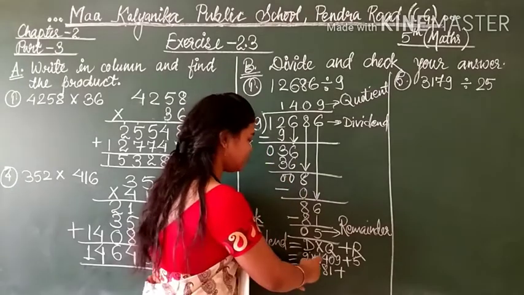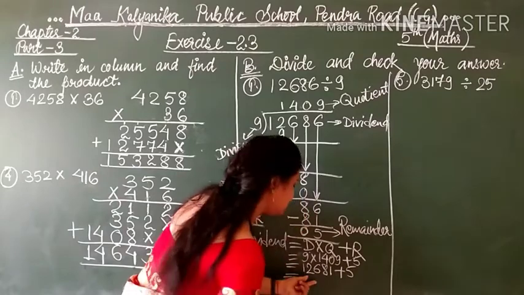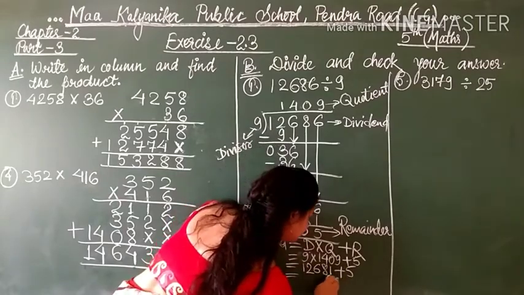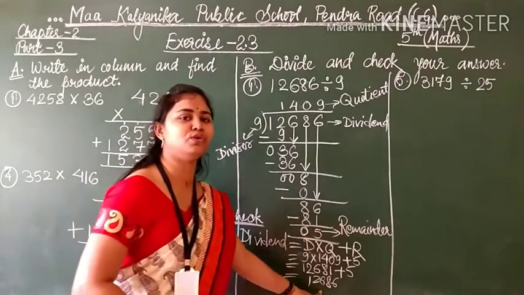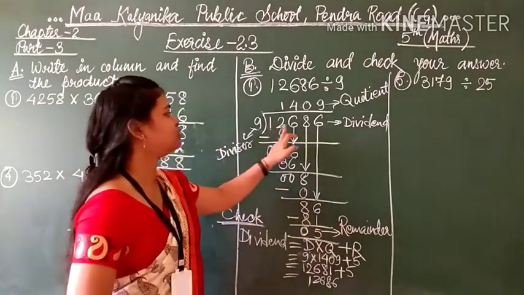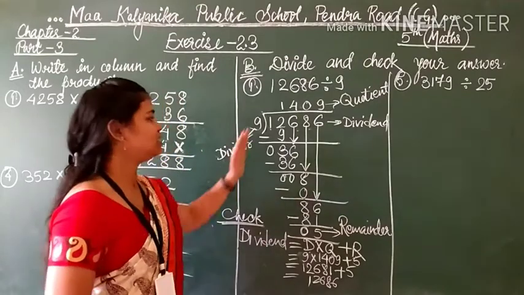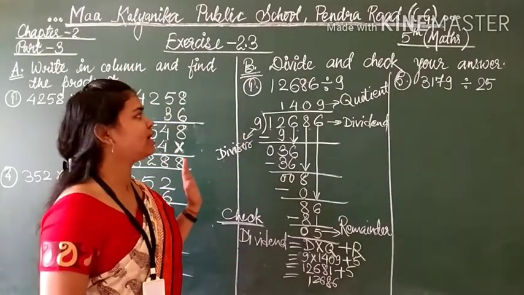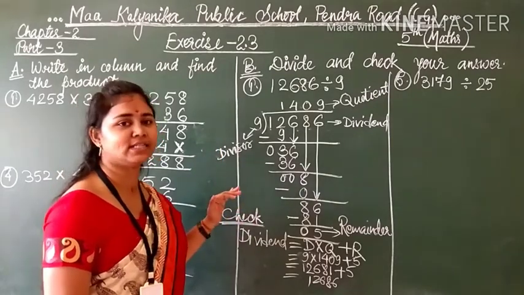By the BODMAS rule, multiply first, then add. So 5 is there. See here, 5 plus 1, 6, 8, 6, 2, 1. So the answer is 1, 2, 6, 8, 6. So you have received 12686. So this is the correct answer which you have divided. Okay, so in this way you can divide and check the answer.